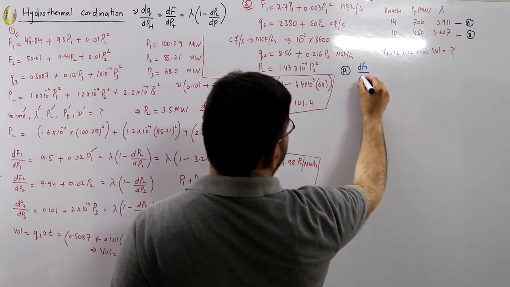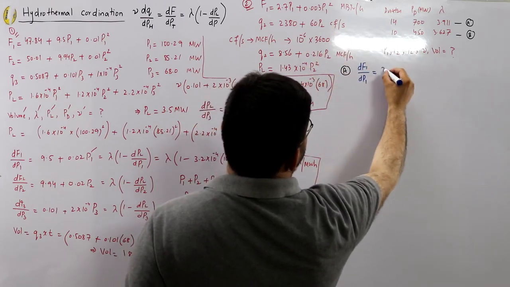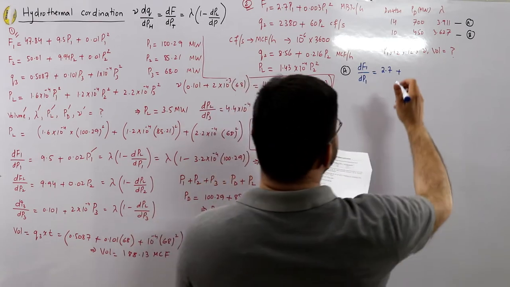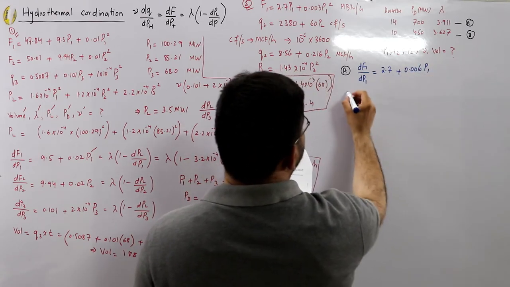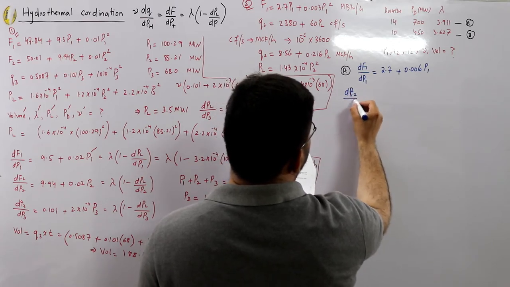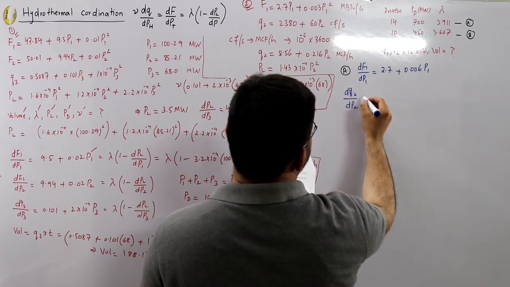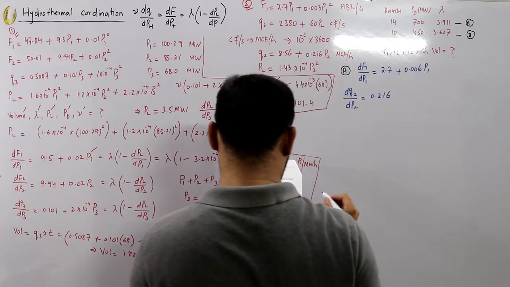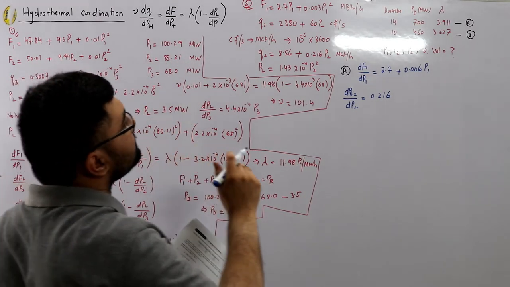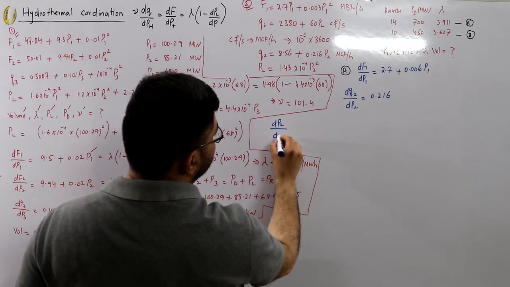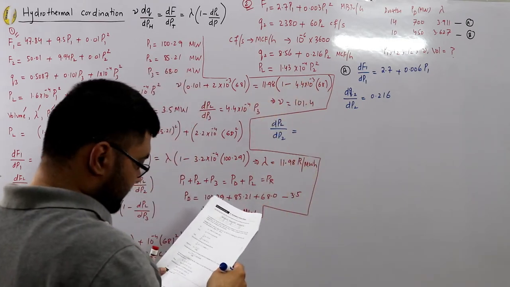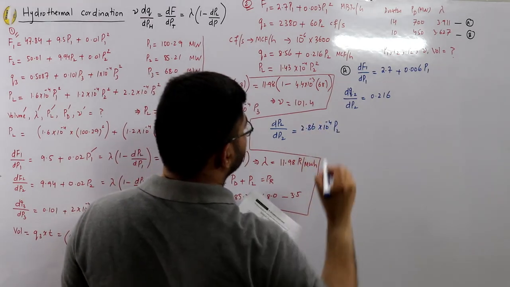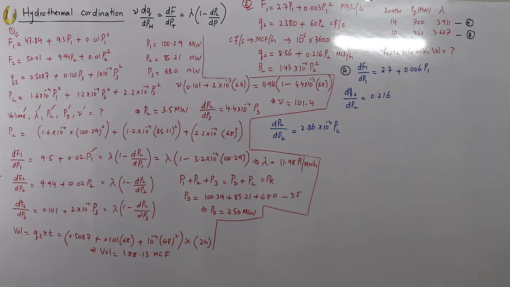So if I do dF1 with respect to dP1, that would be 2.7 plus 0.006 P1. I will just copy it from here. Similarly, dQ2 with respect to dP2 would come out to be 0.216 only. Similarly, you have dPL with respect to dP2, which would be 2.86 into 10 to the power negative 4 P2. So in both the intervals, these things would be the same.